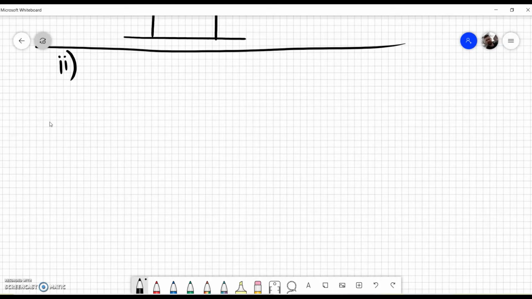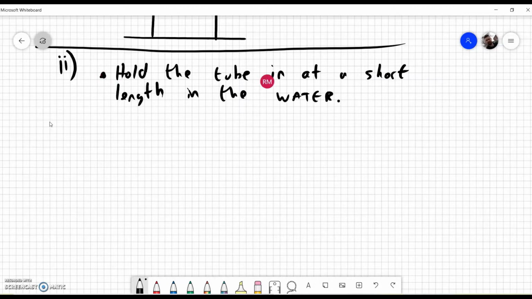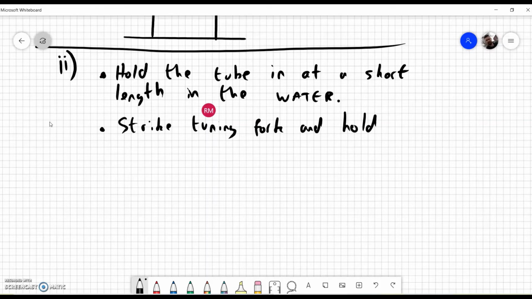So what we do, if you remember correctly, is you hold the tube in at a short length in the water. So as much as is possible that you can hold the resonance tube in the water, you place it down into it. Then what you do is you strike the tuning fork and hold it over the tube.